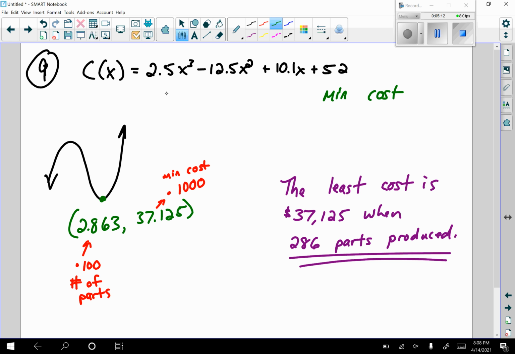The cost functions, they give you the cost function. The process still stays the same. We're trying to find this ordered pair right here. We write out that ordered pair, but then we interpret it. So again, make sure you know how to do these problems.